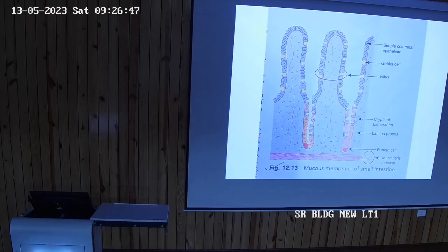Next to this is the yellowish color. These are the enteroendocrine cells, which secrete hormones.